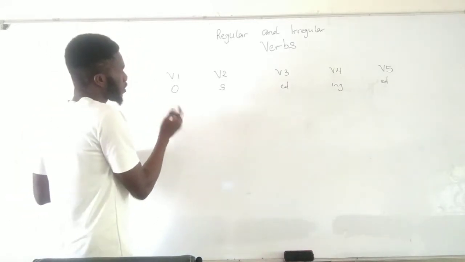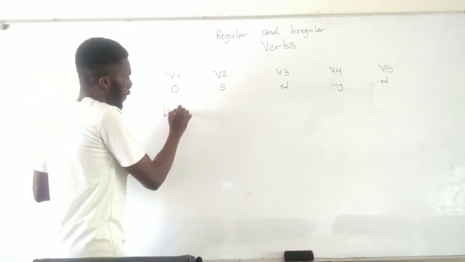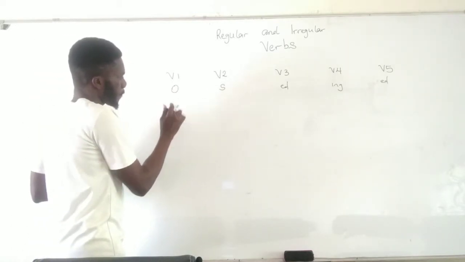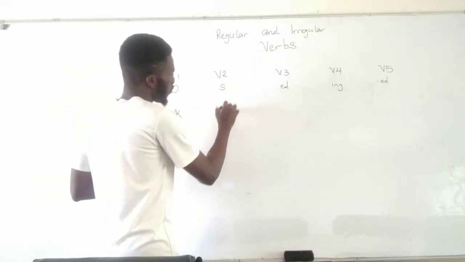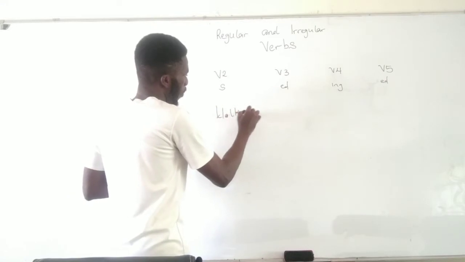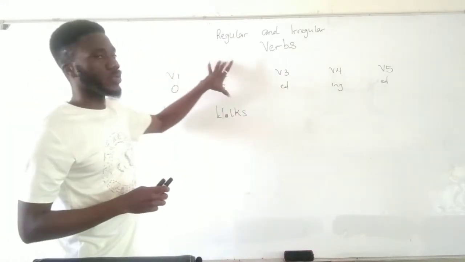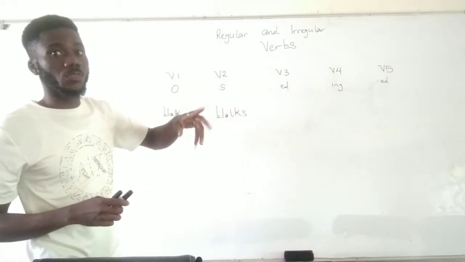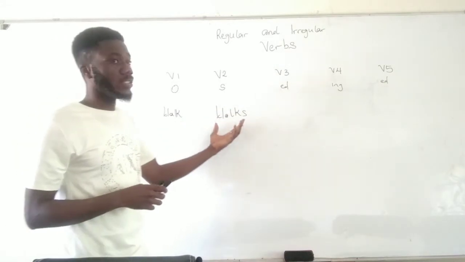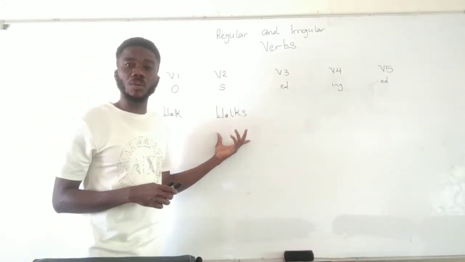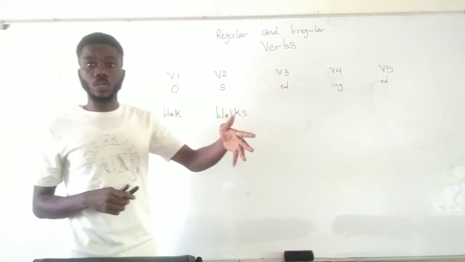Now, let us take, for instance, something like walk here. Under this one, we have walks. Remember, there is an S. Take note that these first two are verbs in the simple present tense form. Now, this is the plural form of it, while this is the singular. Remember that in verbs, you add S to words to make them singular, unlike what you do in nouns.